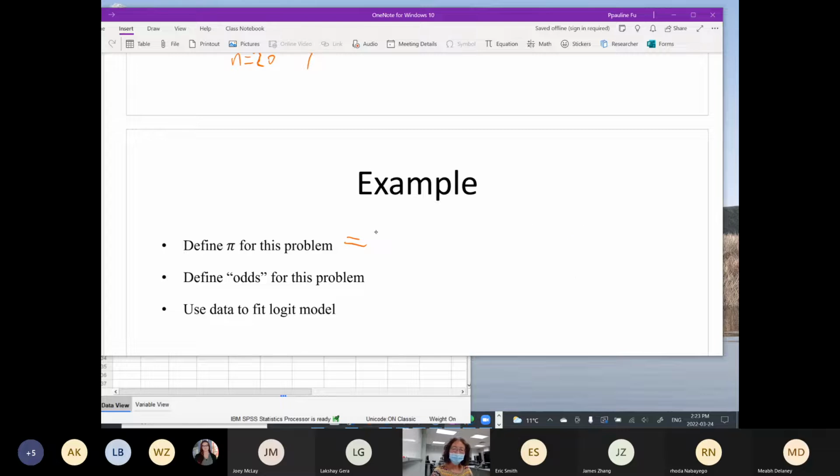Let's redo it. So the probability, pi, is the probability of owning a digital organizer. So I have 7 people out of 20. That is the probability. So the odds is the probability of owning over 1 minus the probability. So the result is 7 over 13. That is the odds.